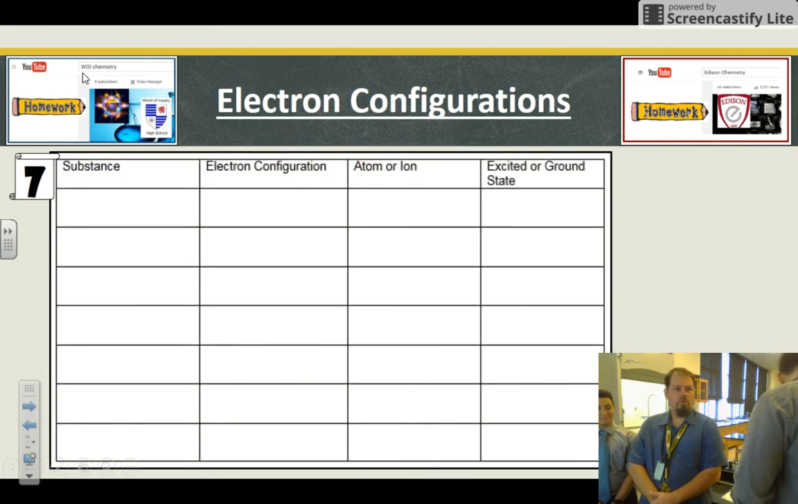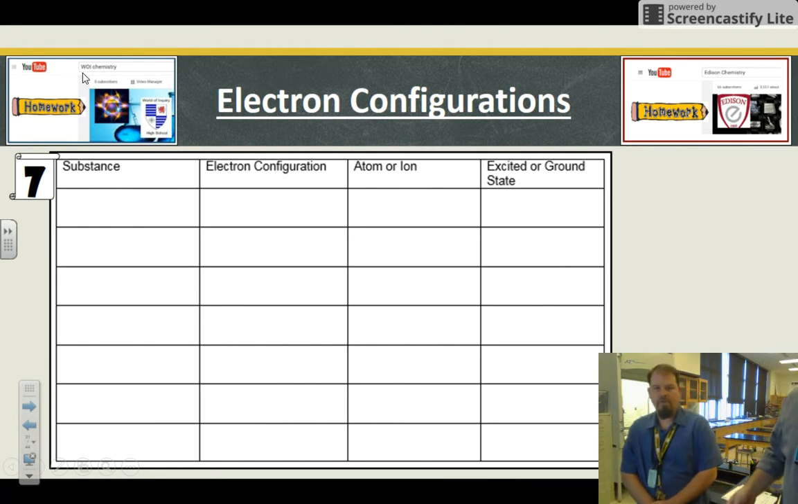Ooh, this is fun. I got to figure out a table ready to rock. Oh, you do? Who's drawing? Who wants to write? You want to write? Yeah. Ooh, cool. Here we go.